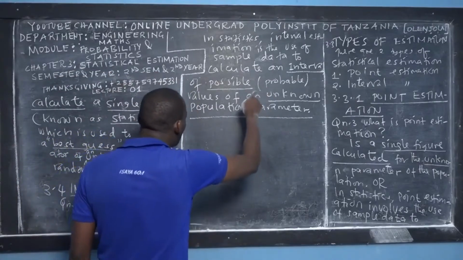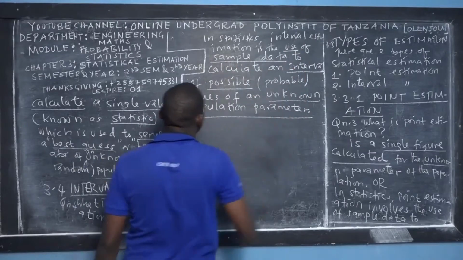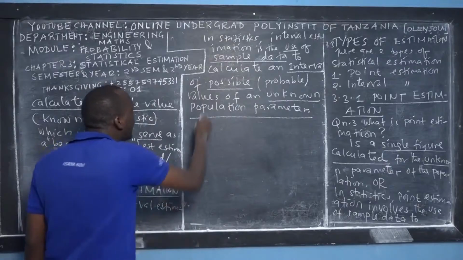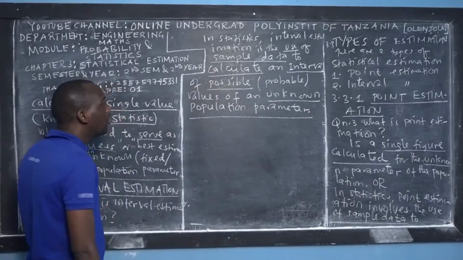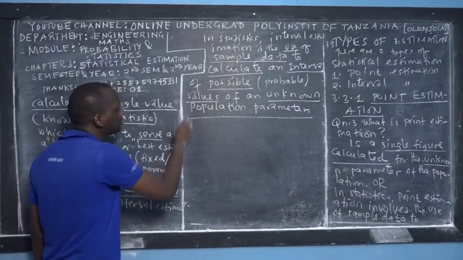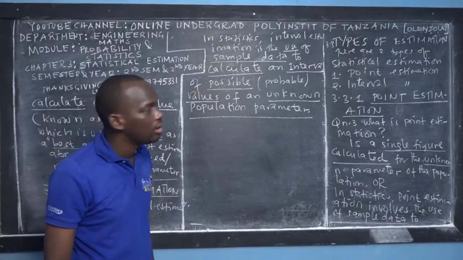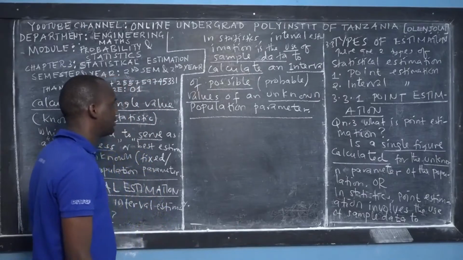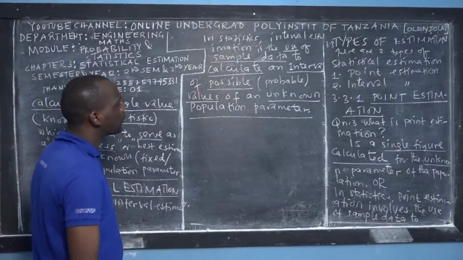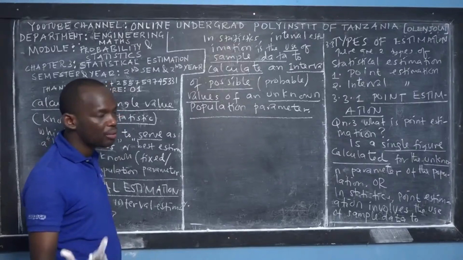So interval estimation is the use of what? The use of sample data to do what? To calculate an interval of what? Of possible values of an unknown population parameter. So it means that we'll be using sample data, a sample from the population, to calculate an interval of an unknown population parameter. What does it mean?